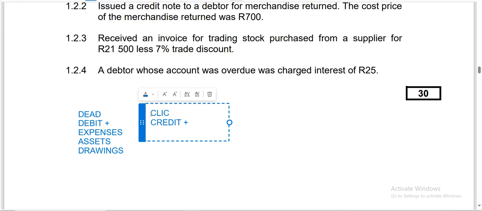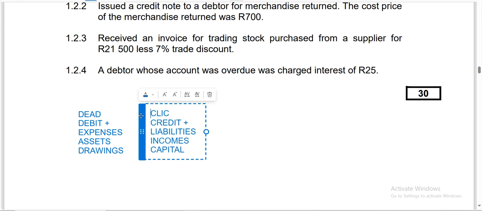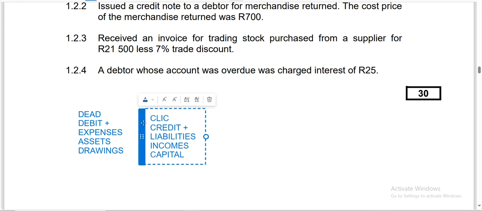So number one, we would have our liabilities, and then secondly, our incomes, and then also our capital. Very important that you list this. Okay, so now when we list a transaction, we have to come back to this principle and check which accounts are affected.